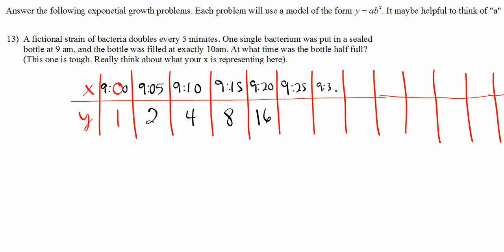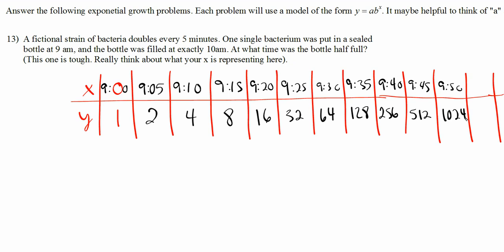9:25, 30. Then we'll go to 32 when we double again. Then we'll go to 64, we'll double again. At 9:35, some kind of split. I think our 7th, we end up with 128. 9:40, we'll end up with 256. 9:45, we end up with 512. 9:50, we end up with 1,024. 9:55, we end up with 2048, and you won the game.